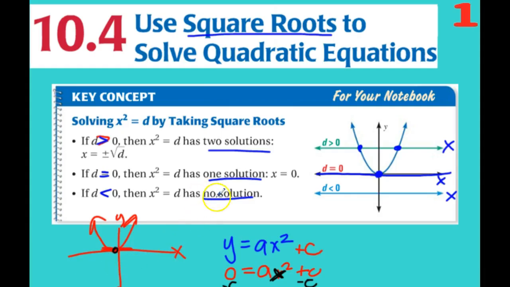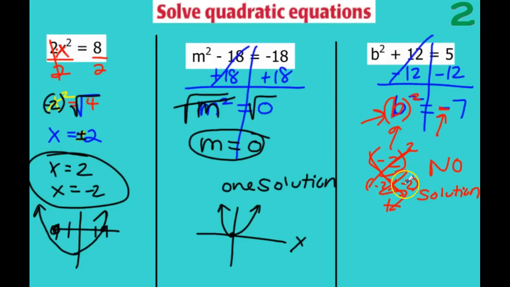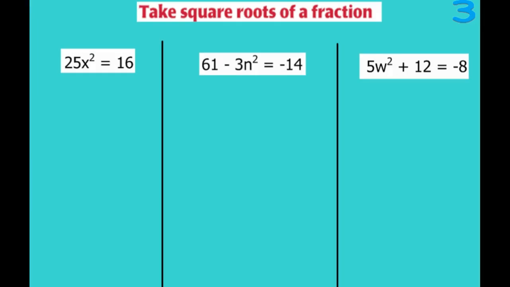That's our example back here. If it's less than 0, meaning it's a negative number, there's no solution, because we can't take the square root of a negative number. Your calculator will tell you error. Let's try a couple more, figure out how many solutions there are.